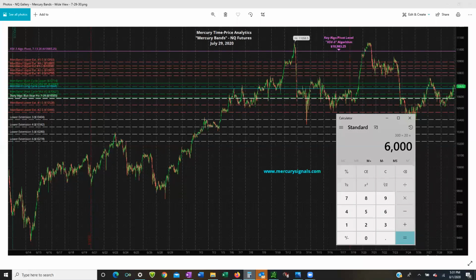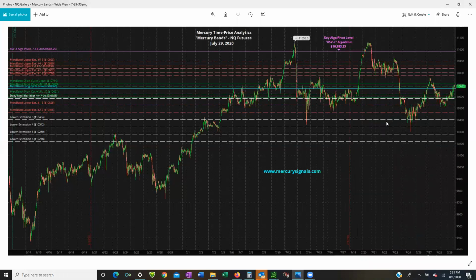$20 a handle on NQ. That was a 600 handle move. Now, if you only had a one lot and you had the patience to let it run 300 handles, well, actually, you didn't need much patience. That was pretty nasty.